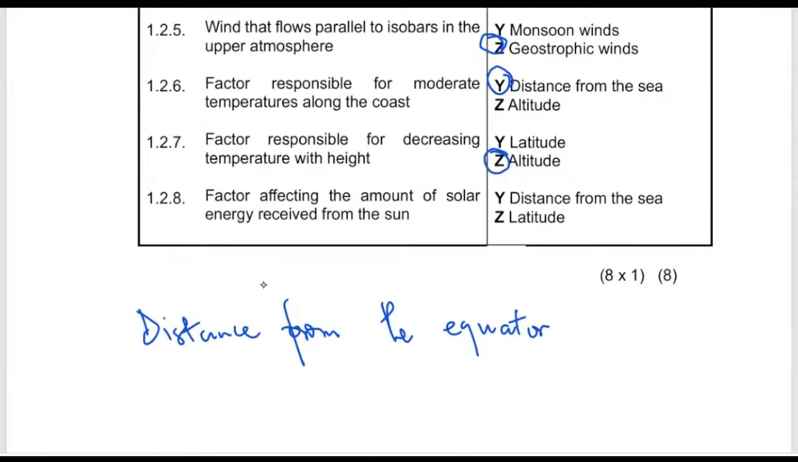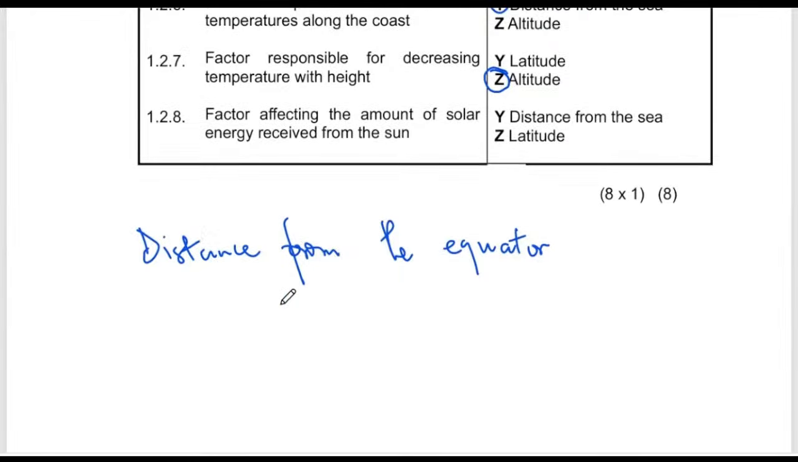And also it means the sun's rays have to travel for longer distances to reach those areas, which means the amount of insolation received there is ultimately going to be less. And also, if you check it from the perspective of the sun's angle, the sun hits those places at a lower angle. The sun is lower in the atmosphere for places far away from the equator, and as a result, we have lower temperatures. Number 128, it says factor affecting the amount of solar energy received from the sun. It's almost the same.